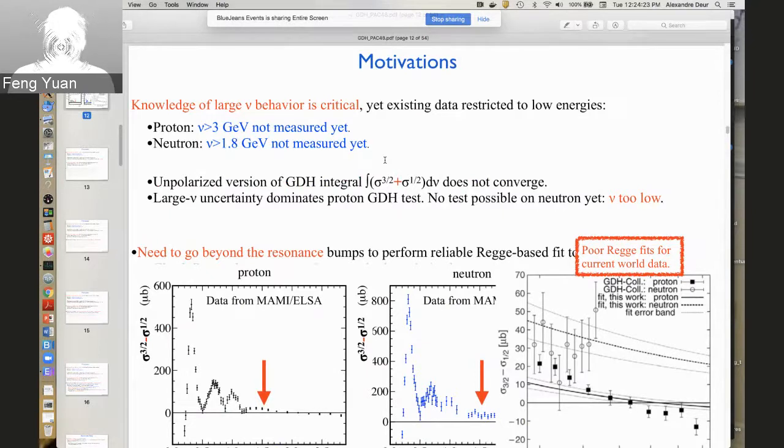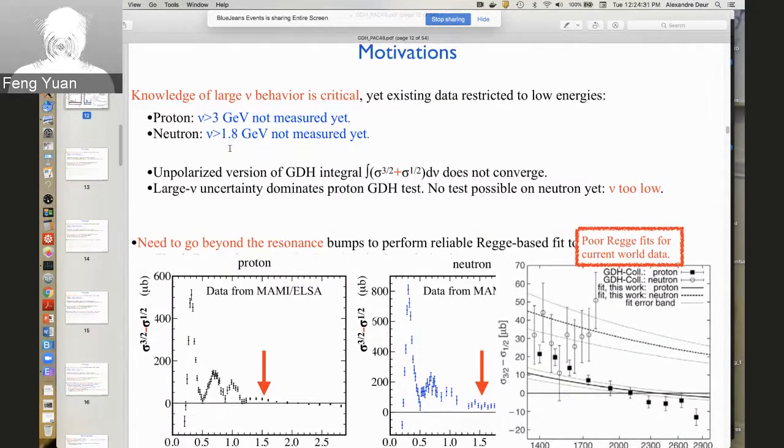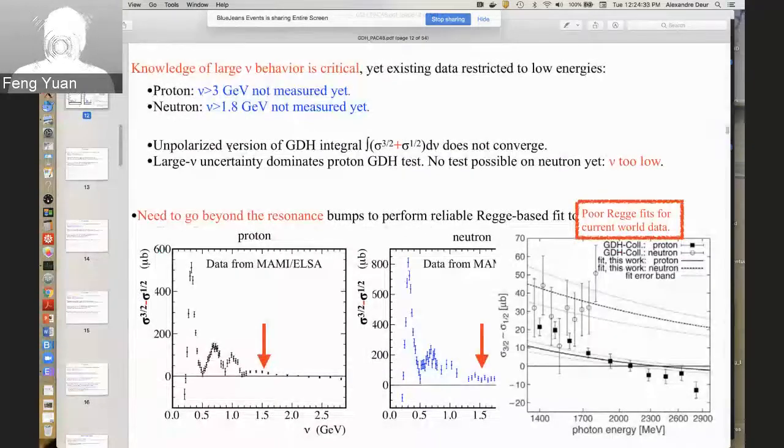Since you're already on this slide, you mentioned the Regge behavior for this polarized case. Do you have any expectation of when this Regge behavior will start to dominate or show up? Maybe some theory prediction? I'm kind of ignorant about this.